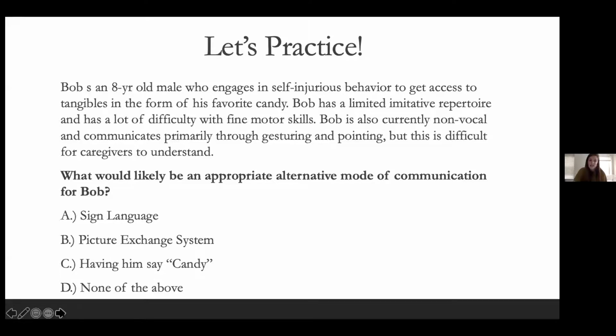Yeah, so in this case, probably the most efficient one for him, and the one that may be more preferred, would be a picture exchange system. If he has a limited imitative repertoire, it's going to be hard for him to learn the signs when we're saying do this. Also, with his fine motor skills, he may not be able to do different signs. So in this case, we maybe want to use a picture exchange where all he has to do is grab an item, or point to an item if he can't actually exchange it. Having him say candy would be way too difficult right now, because he is currently non-vocal, and we don't really want him to use his gesturing and pointing anymore, because this is very difficult to understand.